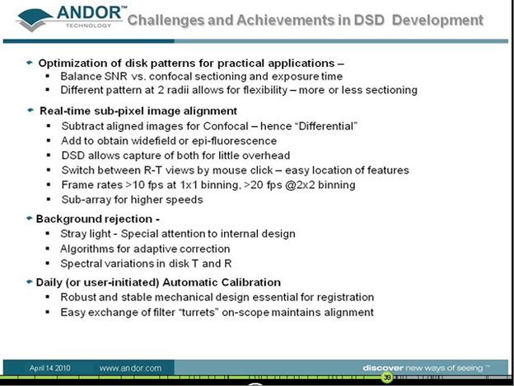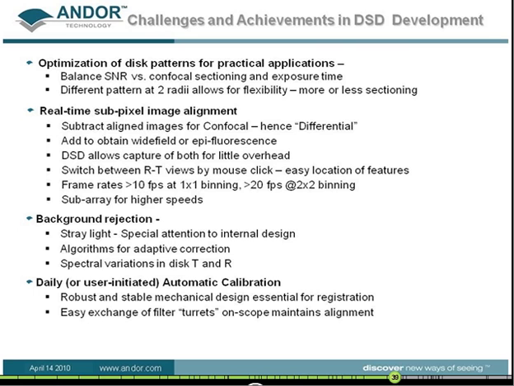So going on to the next slide, I'm just going to identify the key parameters that we've been able to achieve in the development of the instrument. Optimization of disc patterns for balancing signal-to-noise ratio and confocality, we've just focused on that. Things that we haven't looked at here, but that have involved an enormous amount of effort from our software development team, are real-time subpixel alignment, which is now working extremely well, and strong background rejection, not only in software but also in terms of our optical design of the instrument. Our software team have also developed a very nice automatic calibration tool that is used daily. It's robust, and relies on a stable mechanical design, which of course has been done.